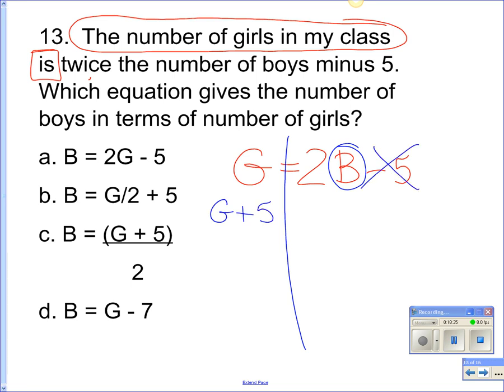And Summer, what do I have to do next? What still needs to move? So what do I have to do? What's happening here? So I have to divide. Right? Tyler, A, B, C, or D?